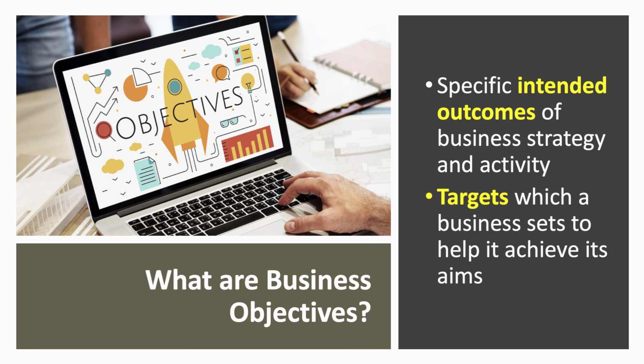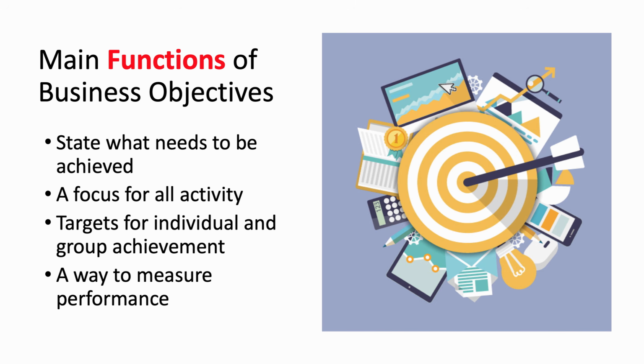These are what I've written there, the specific intended outcomes of the strategy, the choices the business makes, what it wants to achieve, expressed as a target or a series of targets that are designed to help the business achieve its aims.